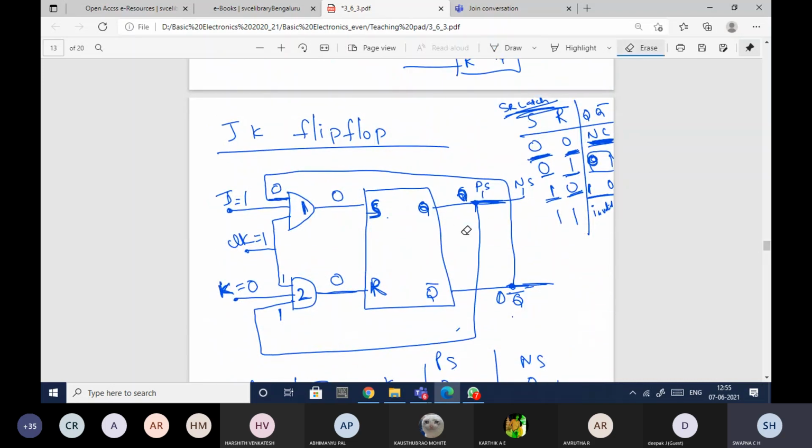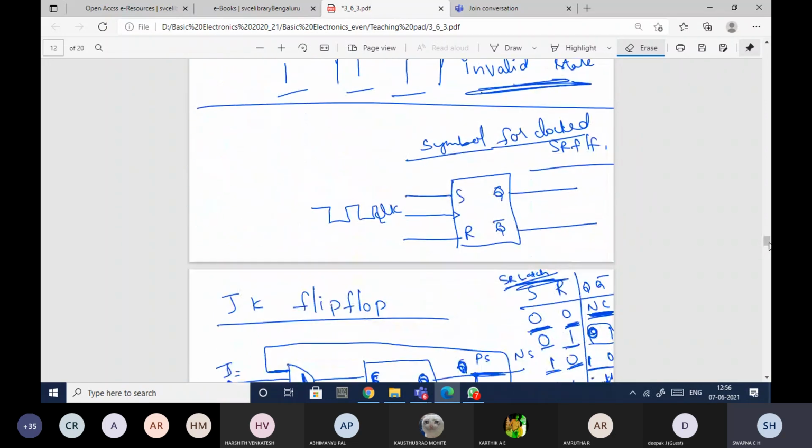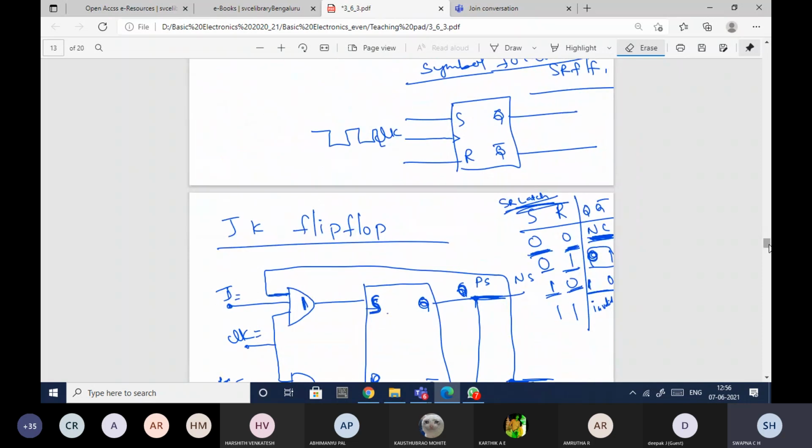Okay. Don't worry, after this I'll just leave you. And tomorrow in class you just remind me. I have to give some additional inputs to this SR flip-flop, okay, clocked SR flip-flop. Even if I forget now, please remind me.